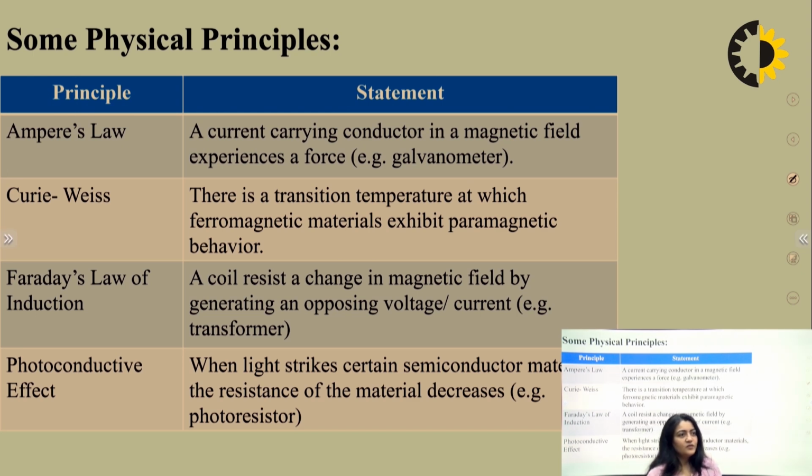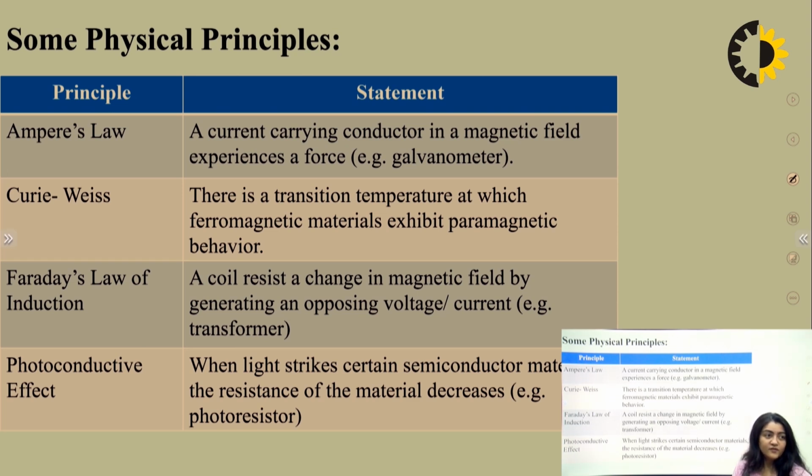Now we will go to some physical principles, like what are the working principles of our sensors. Depending upon the sensor, the working principle changes. For example, Ampere's law. Some sensors follow Ampere's law, that is, a current carrying conductor in a magnetic field experiences a force. For example, a galvanometer is such a device.